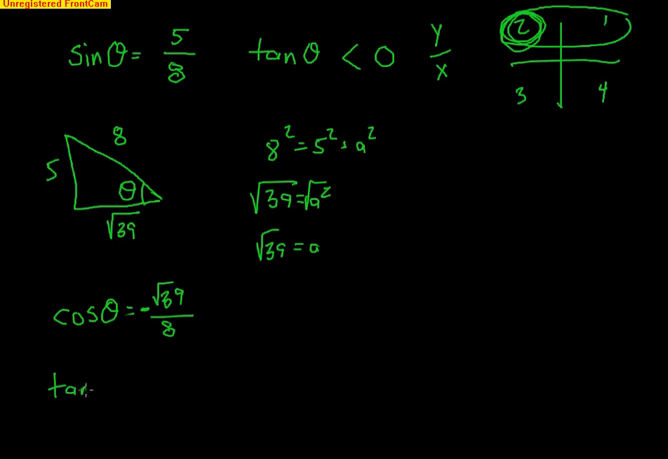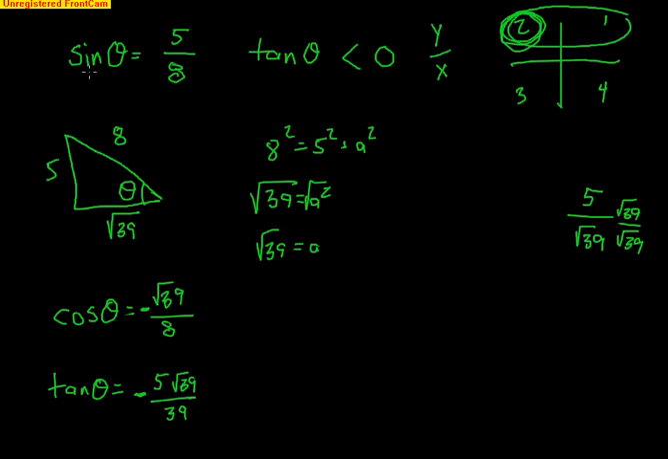How about tangent of theta? Tangent is opposite. Nope, I've got to do some dirty work here. Opposite 5 divided by adjacent, the square root of 39. I'm going to multiply by the square root of 39, and I get that tangent is 5 radical 39 divided by 39. But in the second quadrant, and I was also given the fact that tangent was negative, I need to make sure tangent's negative.